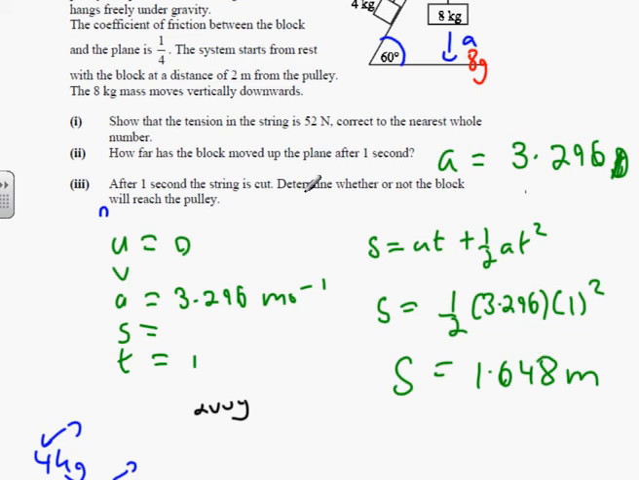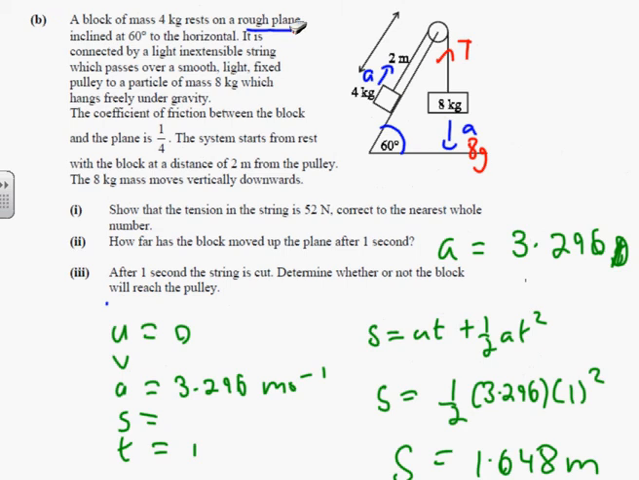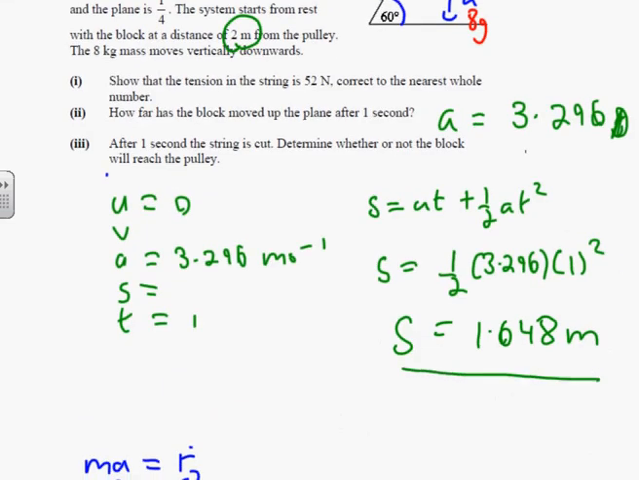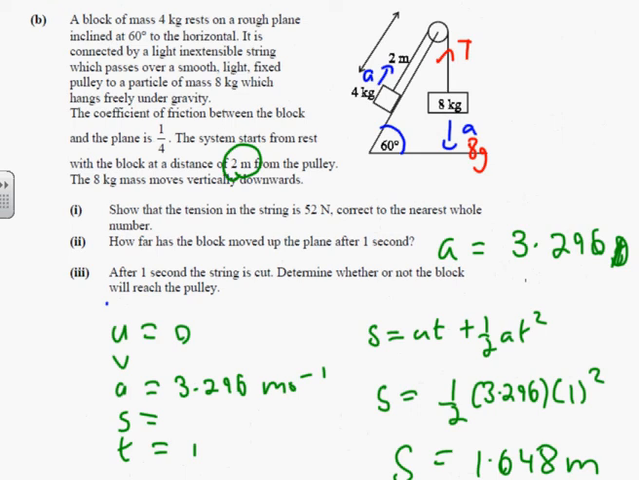Now, I'm also going to find out v while I'm here as well, because it helps with the second question. The second question says, after 1 second the string is cut, determine whether or not the block will reach the pulley. Now, how far away was it from the pulley at the very beginning? 2 meters away from the pulley, and it's already covered 1.648 meters up. So it's basically moving upwards. Okay, and it ends up around here.